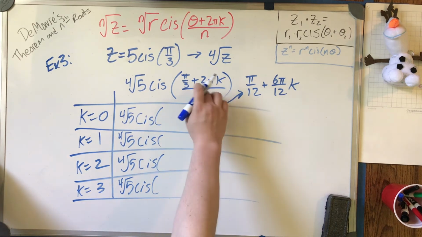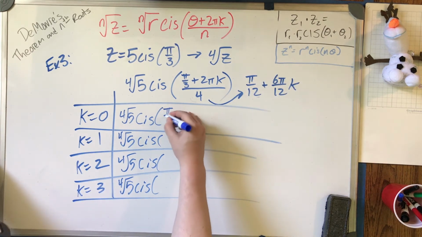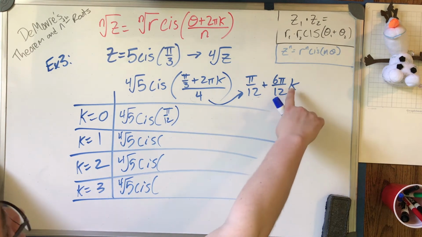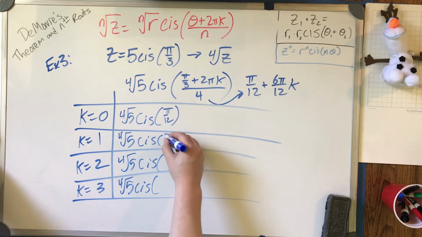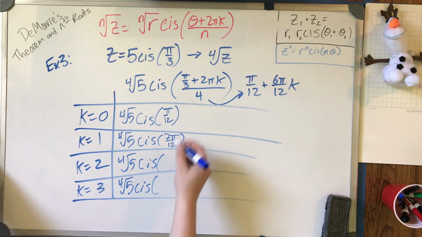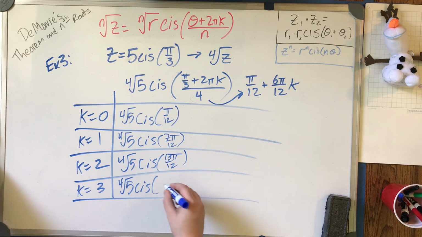So now let's start with the first one, and I'm going to use this over here. When k equals 0, I just get pi over 12. Done. When k equals 1, I'm just going to be adding an extra 6. So if I add 6, that's going to become 7 pi over 12. And then I'll just add 6 again, so that's 13 pi over 12. Add 6 again, that's 19 pi over 12.